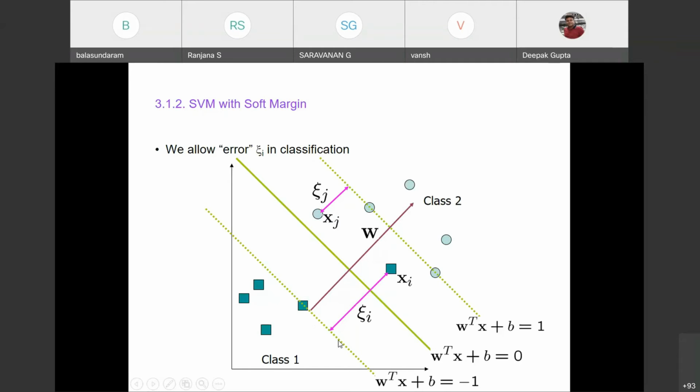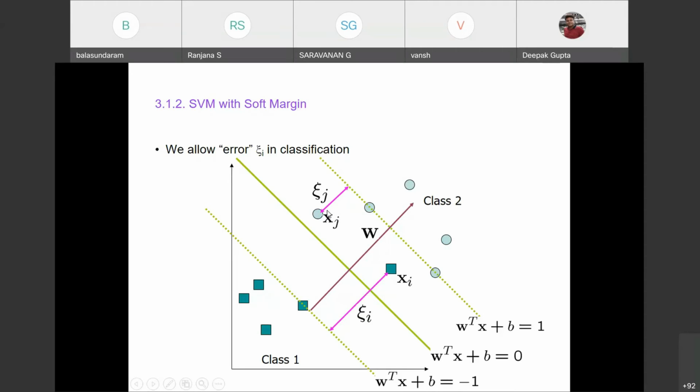And in this case also we allow square points to lie wrongly placed on the other side of the parallel hyperplane W transpose x plus b is equal to minus 1. Suppose that xj is the square point which is lying on the wrong side, and its associated penalty is zeta j. And with respect to the middle, like in the previous case, we are going for the middle hyperplane. We are interested in finding that. Its equation is W transpose x plus b is equal to 0.